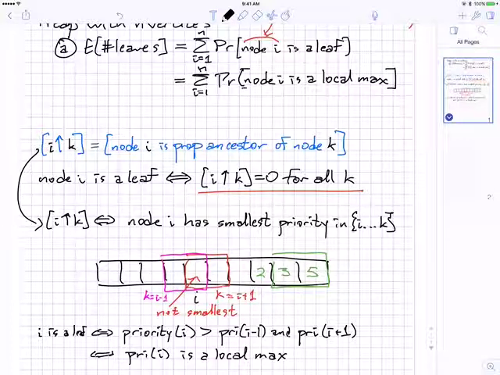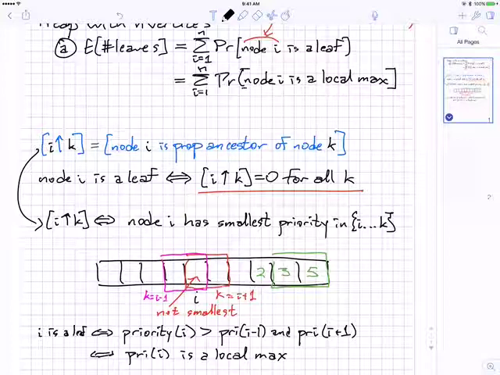What is the probability that this priority is a local maximum, meaning it is bigger than the priority to its left and it is bigger than the priority to its right? Yeah. Okay. That's not the right answer, and it's not the most common wrong answer. 1/4. That's the most common wrong answer.